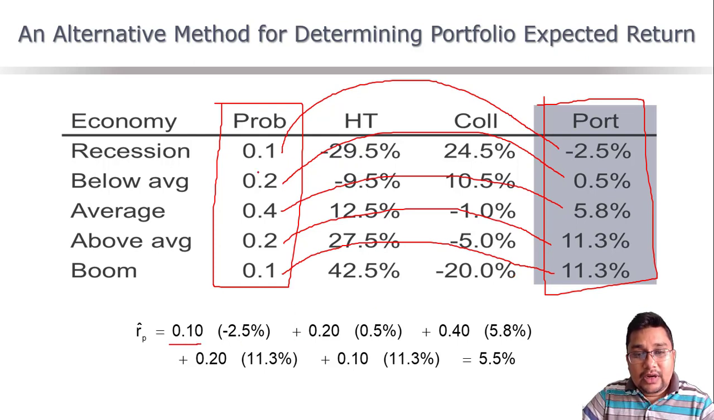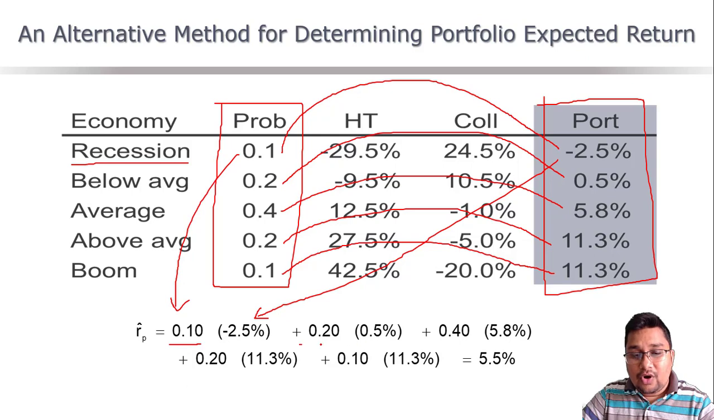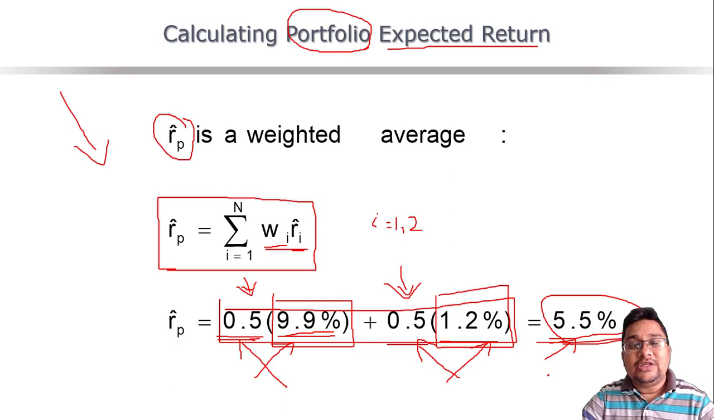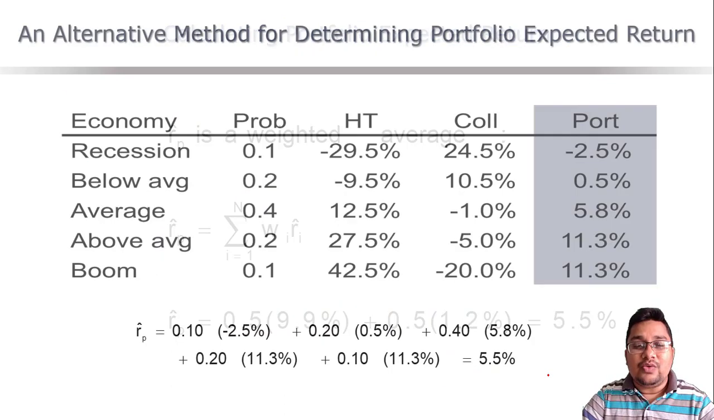The probability 10% times the portfolio return if that situation occurs, that means if the recession occurs. Similarly, if you do the calculation for all of these, then you will get the expected return of the portfolio, which is the same as we have got before. So it is your choice which method you use.